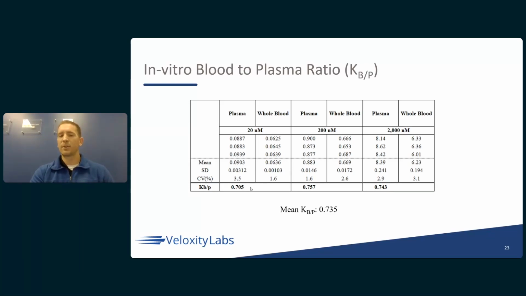So based on the in vitro experiment that we did in human whole blood, we saw that the blood to plasma ratio on average over multiple concentration levels was about 73 or 74%. So that means if I have a plasma sample that's 1,000 nanograms per mil, that would equate to about 740 nanograms per mil if I was sampling whole blood.